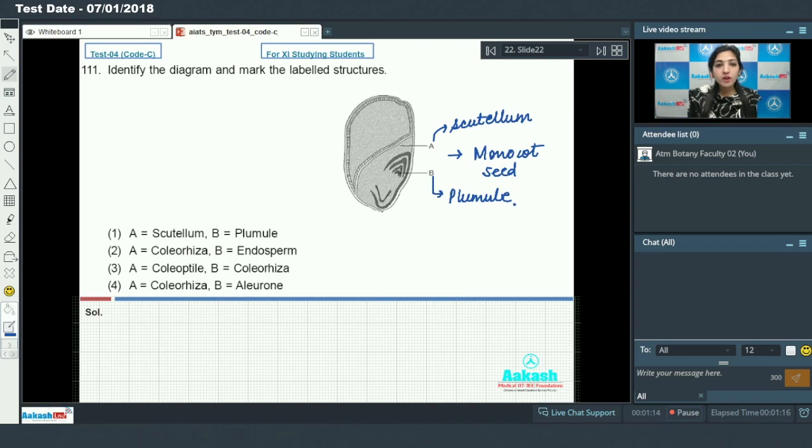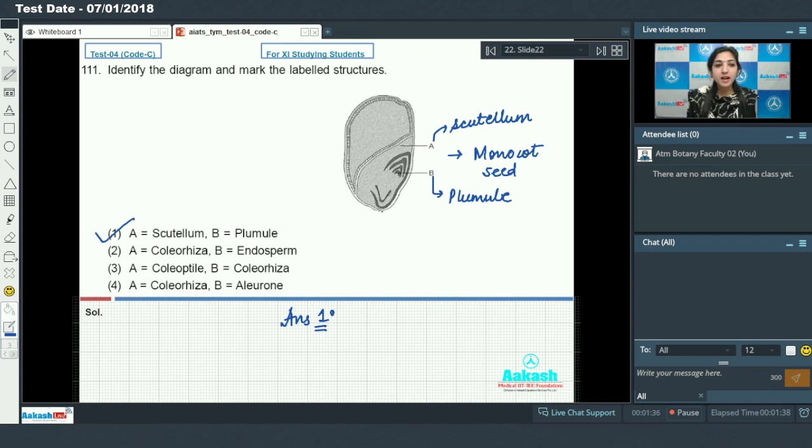Scutellum is just like cotyledon in monocots, and B is plumule. It is a region from where shoot or stem arises in the monocots. So after analyzing all the options, you come to know that A is scutellum and B is plumule. So option number 1 is correct. So answer to this question is option number 1.